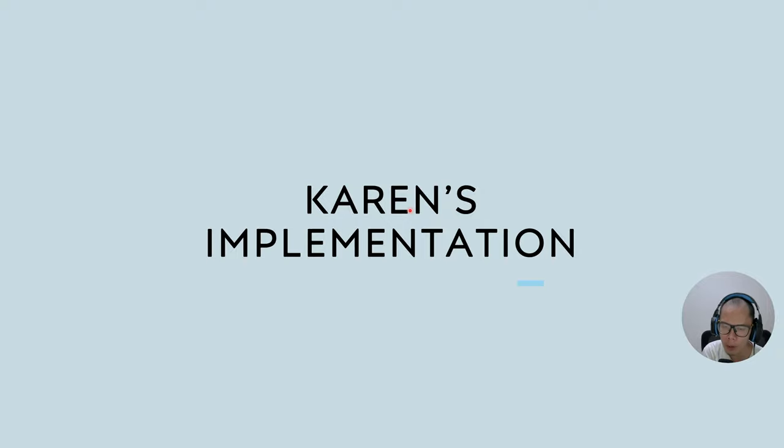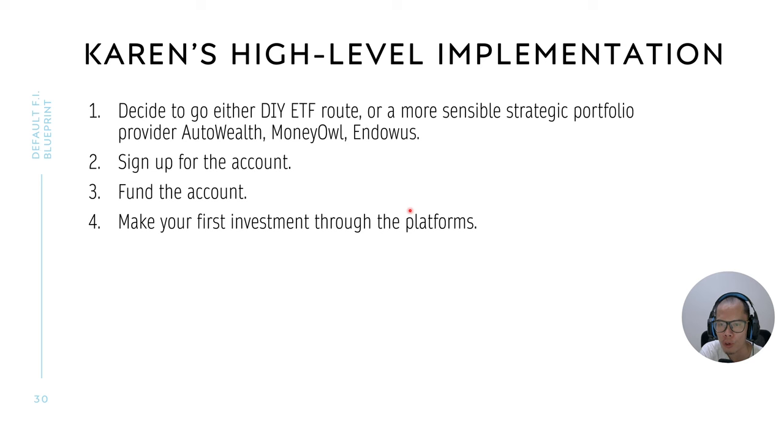Okay, so next, now we figure out that if she contributes $1,952, she can reach this FI goal of hers. Next, we talk about how we implement this plan. It goes back to the portfolio part. Okay, so this is a high level kind of idea.